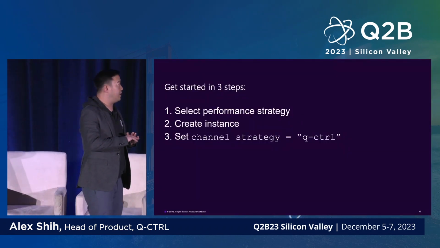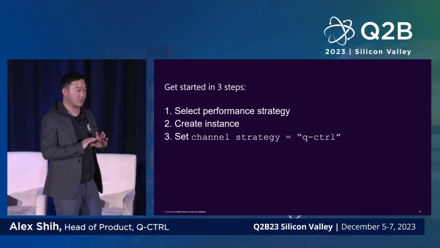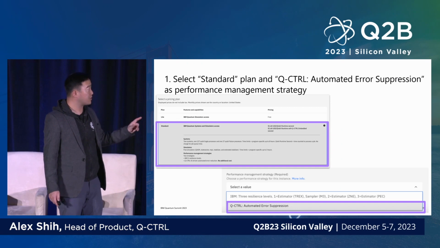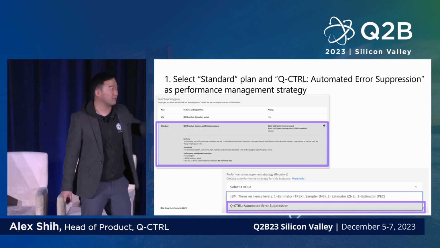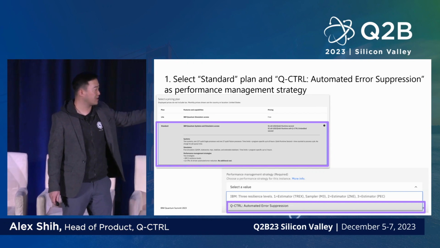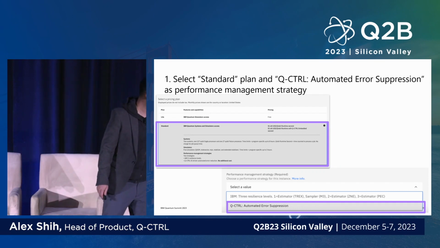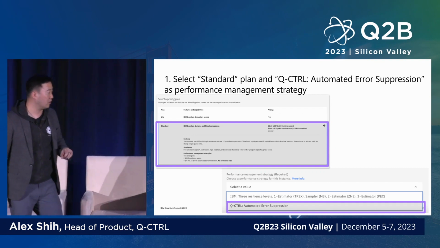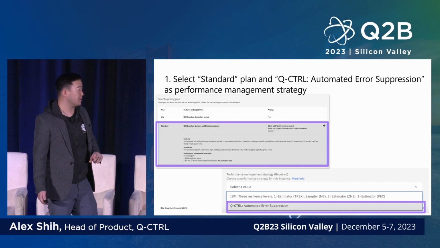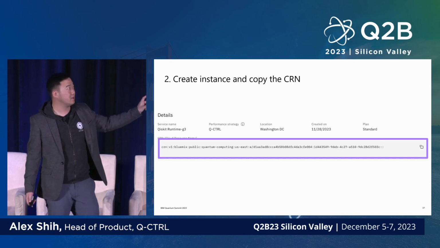And so getting started and using this integration that we just launched is very simple. You can get started in 3 easy steps, and I'll walk through these steps really quickly. The first is, if you're familiar with the interface of IBM Cloud, you select the standard plan. Right after that, you have to select the performance management strategy you want to use. There is a Q-Control automated error suppression option that you have the option of choosing. Once you do that, you simply create an instance and just copy your CRN.